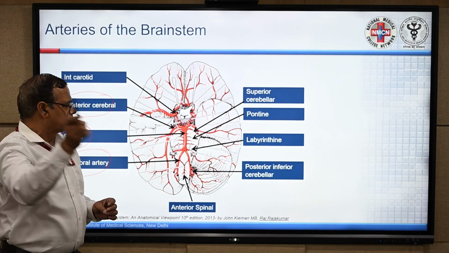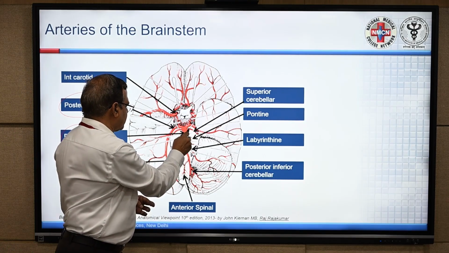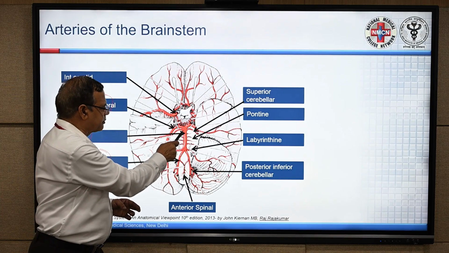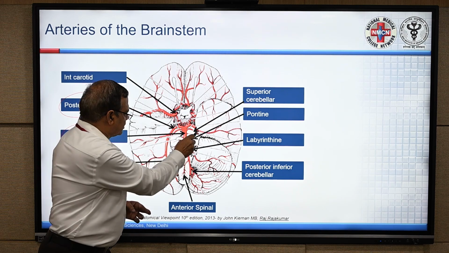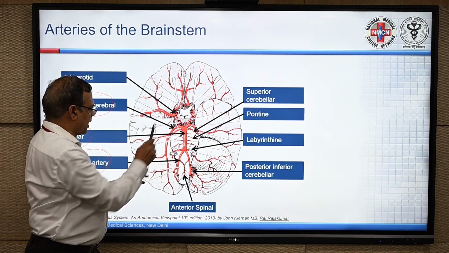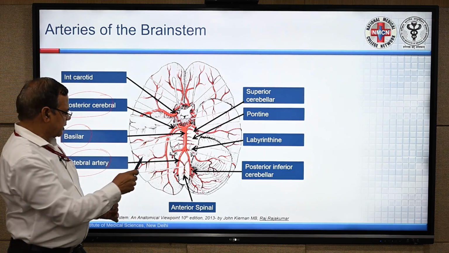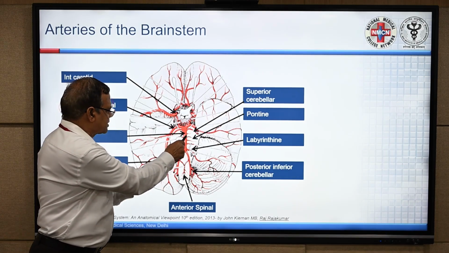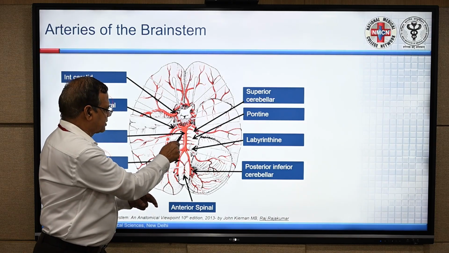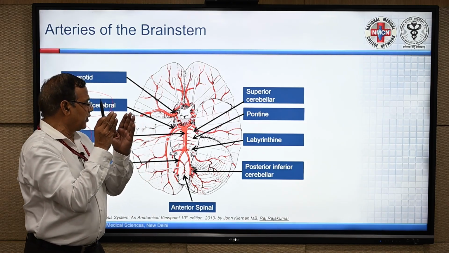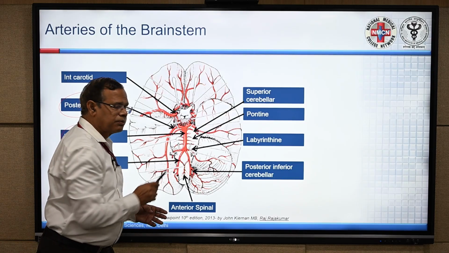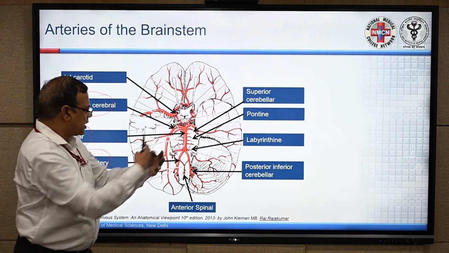Already I have mentioned one important cranial nerve lies between the posterior cerebral and the superior cerebellar artery. This is the third nerve. Laterally, the fourth nerve lies here. You can see the branches of the basilar artery. Basilar artery gives branches here, perpendicular branches, short circumferential branches. Then there are long circumferential branches which go on the posterior surface.